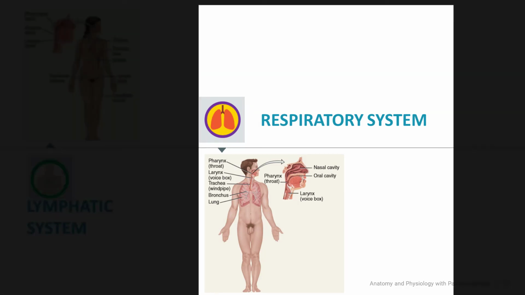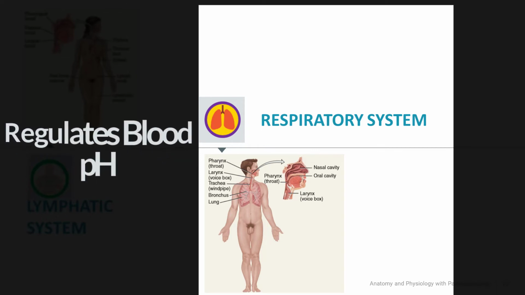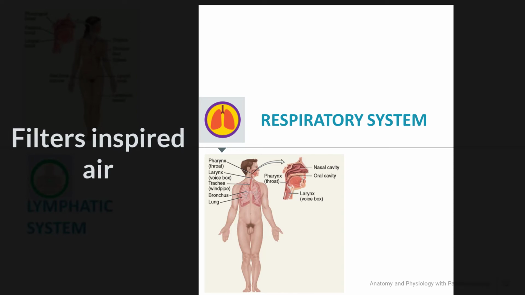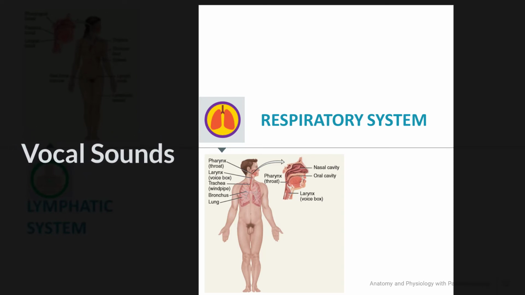The respiratory system consists of the nasal cavities, the sinuses, the larynx, trachea, bronchi, lungs, and alveoli. The primary function of the respiratory system is to provide for gas exchange. This is the intake of oxygen for delivery to body cells and the removal of carbon dioxide produced by body cells. It also helps regulate blood pH, and in addition, it contains receptors for sense of smell, it filters inspired air, and it produces vocal sounds for communication.